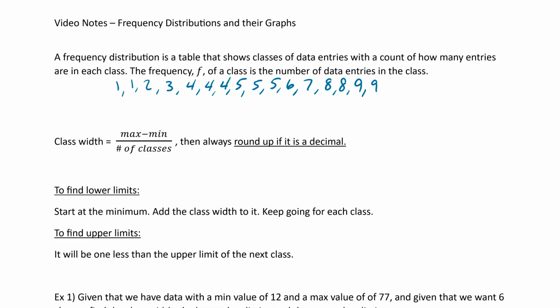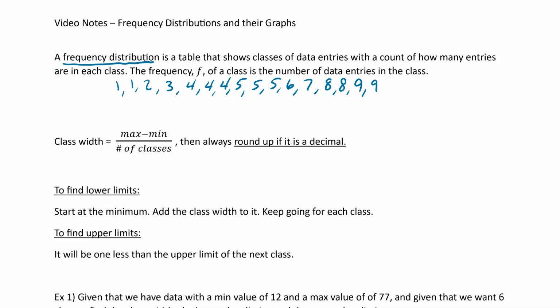Hi everyone, so in this video we're going to be looking at frequency distributions and their graphs. So a frequency distribution is a table that shows classes of data entries with a count of how many entries are in each class. The frequency, f, of a class is the number of data entries in the class. So essentially, this is just a nice and easy way to group things together.